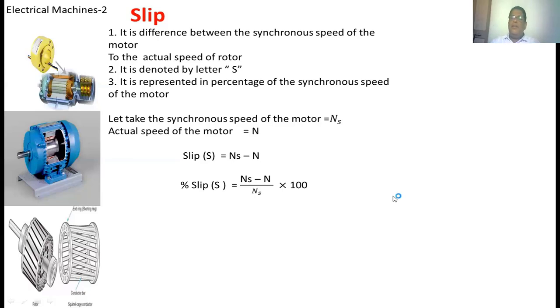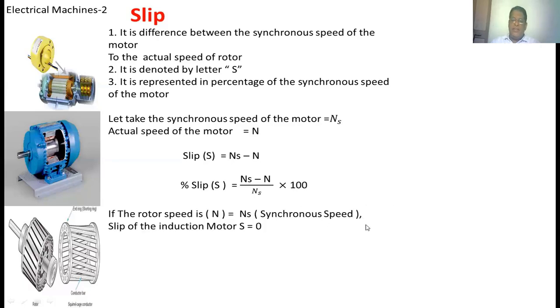We are going to find out what the range of the slip of the induction motor is. Suppose the motor speed N equals Ns. In this equation, we substitute N equal to Ns.